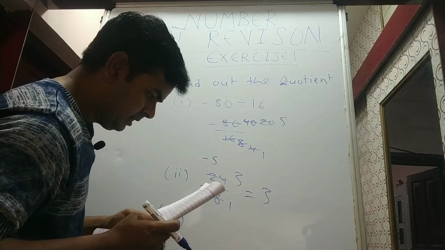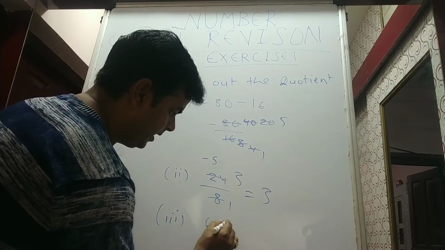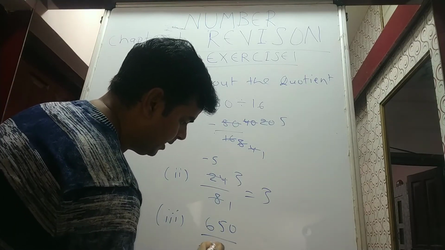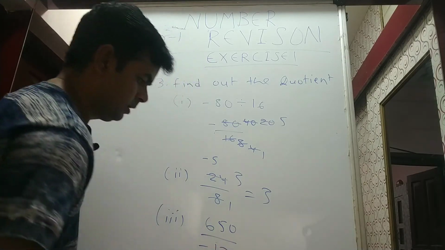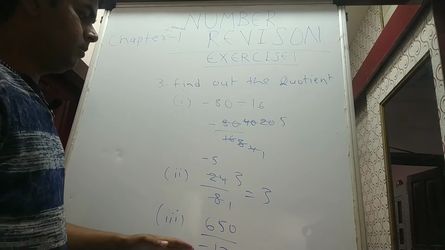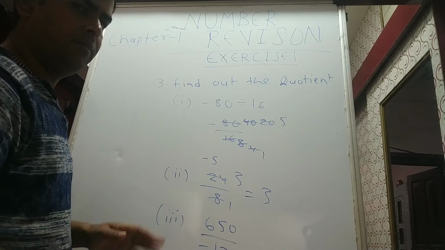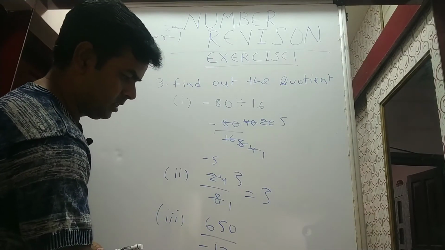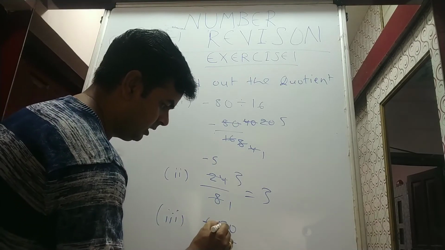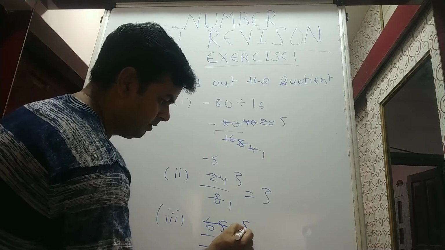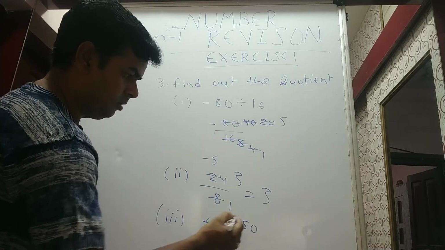Next is 650 divided by minus 13. Okay, as I told you, you need not worry about the sign now, just divide the number. If you see, this is 13, and 13 fives are 65, so 13 ones are 13, 13 fives are 65, and a 0 is here, so 50.